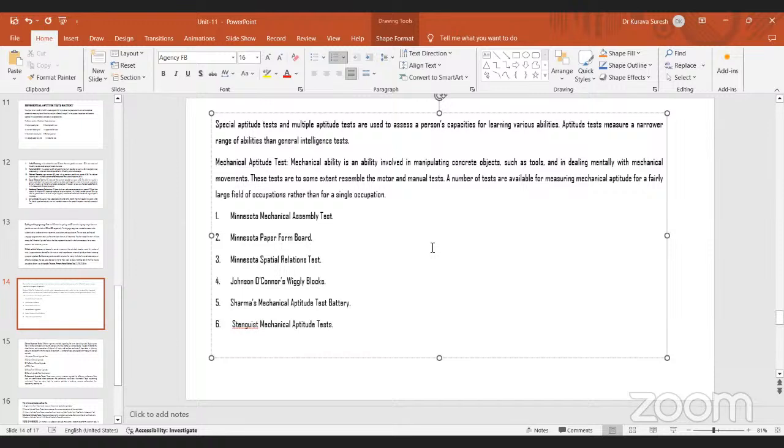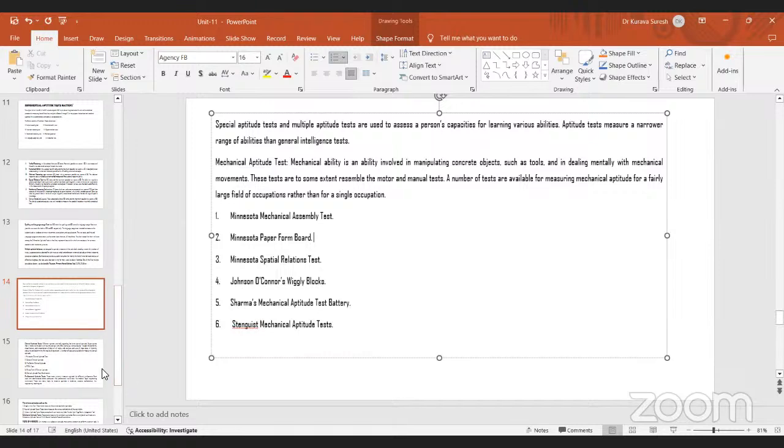A number of tests are available for measuring mechanical aptitude for a fairly large field rather than for the assessment of a specific occupation. Examples include the Minnesota Mechanical Assembly Test, Minnesota Paper Form Board, Minnesota Spatial Relations Test, the Jason O'Connor tweezer dexterity and building blocks tests, and the Sherman Mechanical Aptitude Battery.